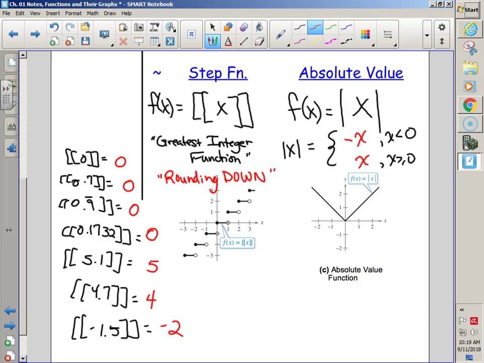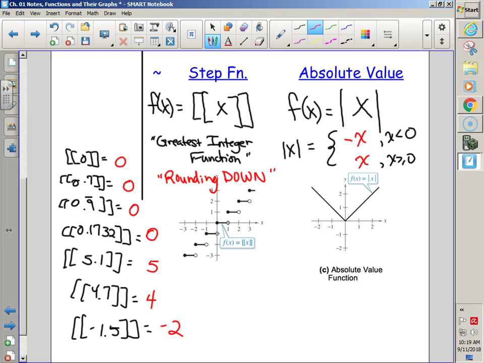Say it loud. Negative 4.7? Negative 5. Oh, sorry. No, you're good. It's ironic that you knew exactly what you were hearing, though. Negative 4.7. Negative 5, because it needs to round down on the number line. Does that make sense? Most people would go negative 4. No, that's rounding up. I need to go down to negative 5.